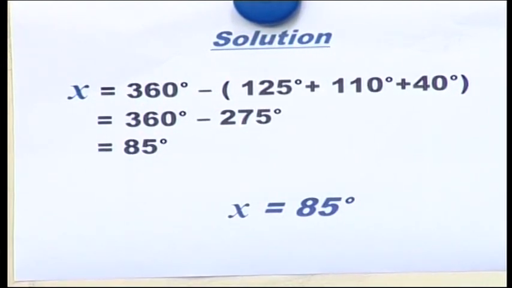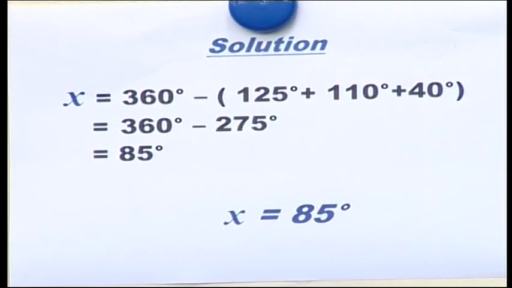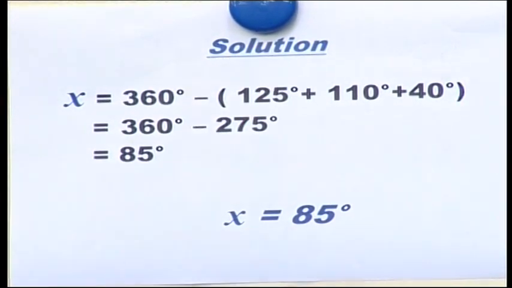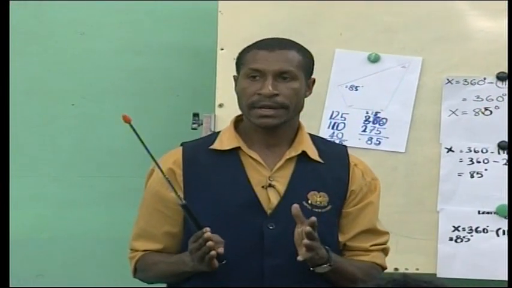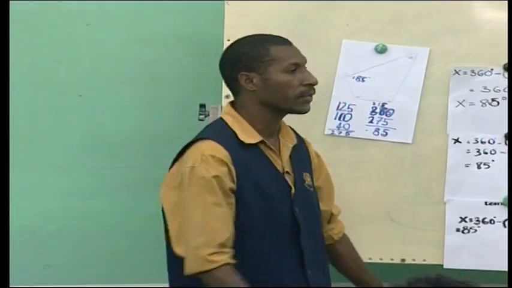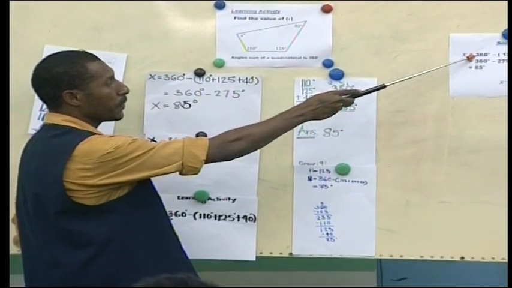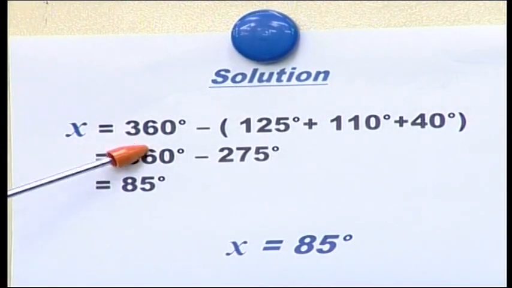Why 360 degrees? Receiving students and 7s, it is because all quadrilaterals add up to 360 degrees. Angle sizes of a quadrilateral add up to 360 degrees. That's why we have to subtract from 360 degrees.